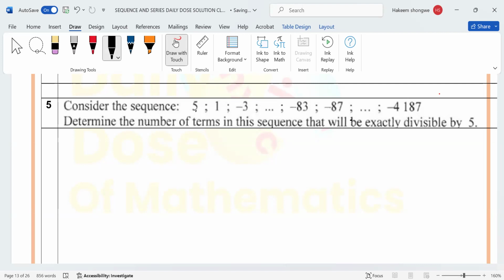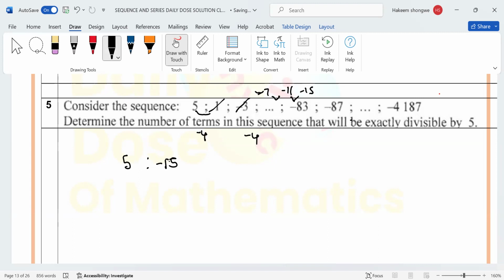So to go from term number 1 to term number 2, what did they do? They subtracted 4 again. So you write 5. 5 is divisible by 5, we take it. 1, we don't take it, it's not divisible by 5. Minus 3, we don't take it. Minus 7, again, if you say minus 3 minus 4, it gives us minus 7, which is not divisible by 5. Minus 11 is not divisible by 5. But minus 15 is divisible by 5. So this is going to be your second term among the ones divisible by 5.